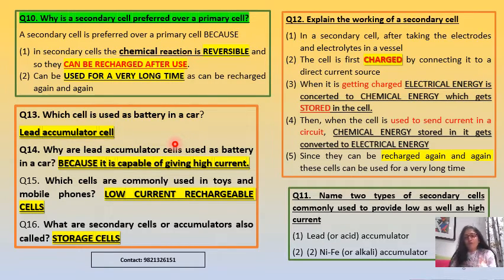Next one. Which cell is used as battery in a car? Come on. All of you must be knowing this. Lead accumulator cell. Why are lead accumulator cells used as a battery in a car? Because it's capable of giving high current.